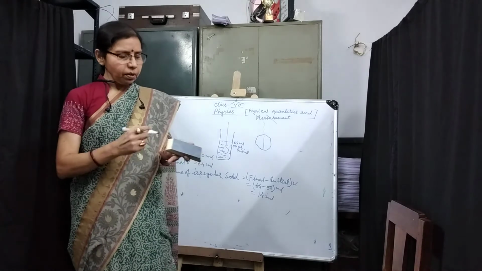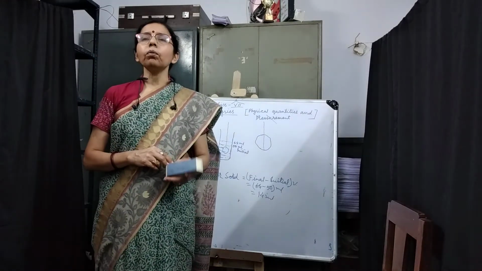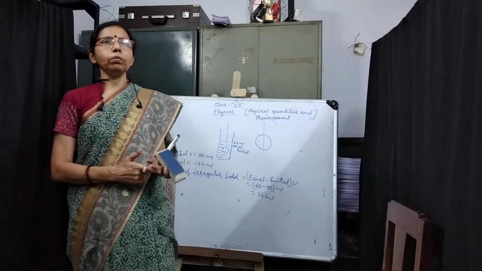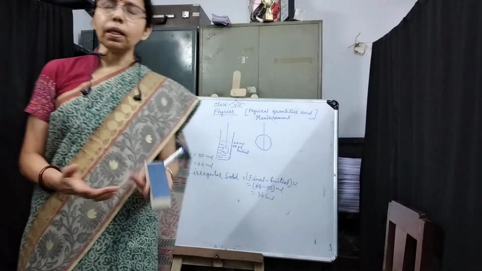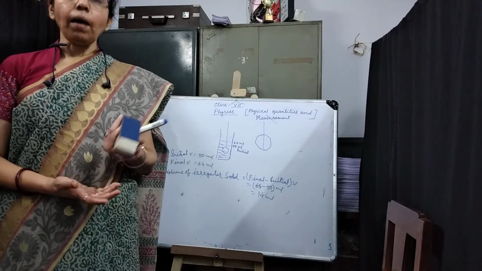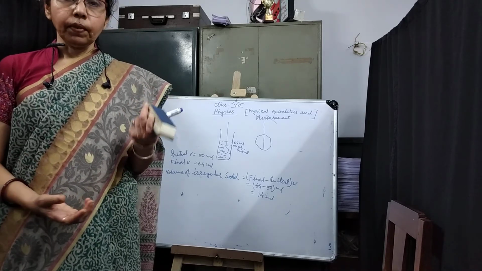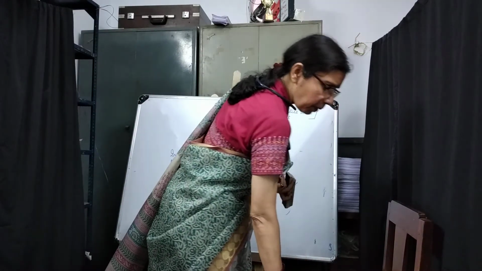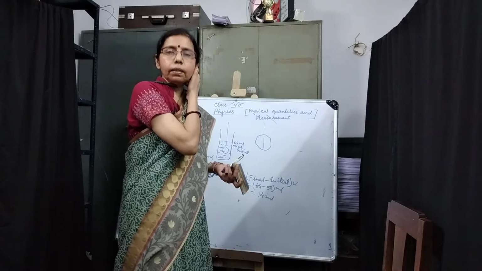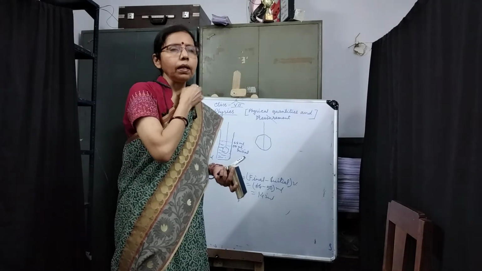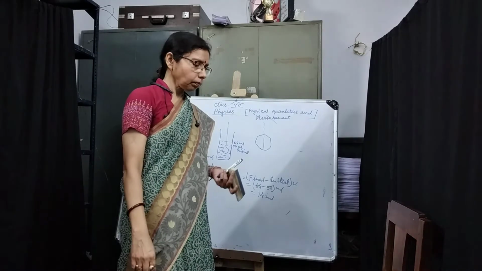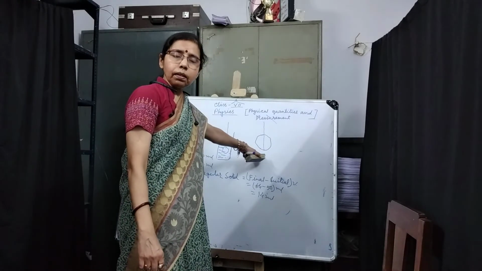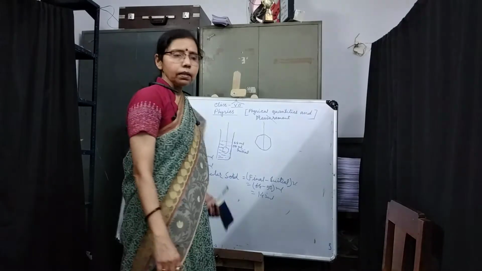Some numericals can be given. Find out the volume of a cube. Find out the volume of a cuboid. For a cuboid, the length, breadth and height are given, and you have to find out the volume. For a cube, you have to find out the side. If we get one side, we can find the volume of a cube. But irregular volume we can measure with the help of a measuring cylinder.